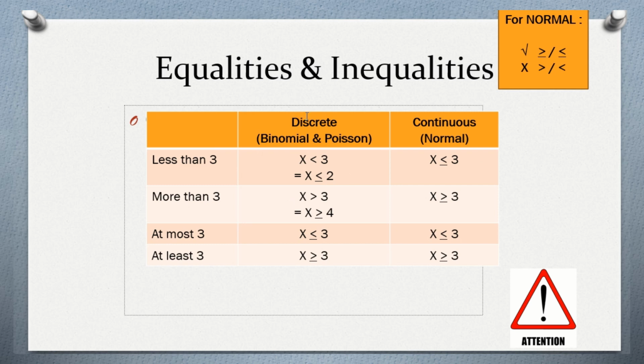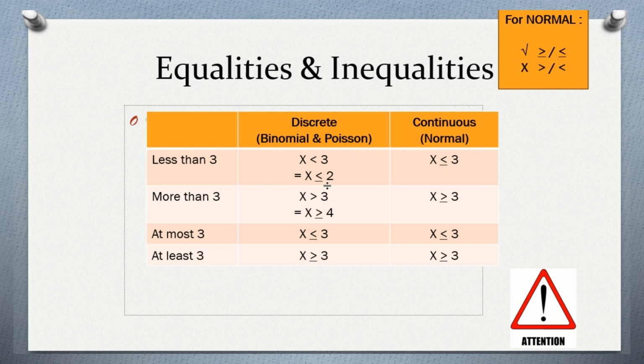So I'll show you here, if it's binomial and Poisson, if x is less than 3, what does less than 3 tell you? The count is 0, 1, 2, right? So for binomial and Poisson, that is lesser or equal to 2. Whereas for continuous normal, it will be lesser or equal to 3. Do you understand?